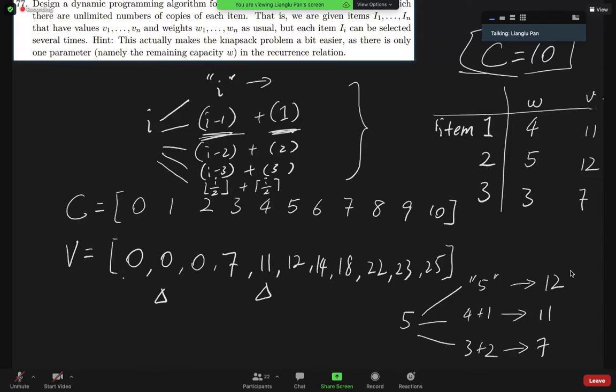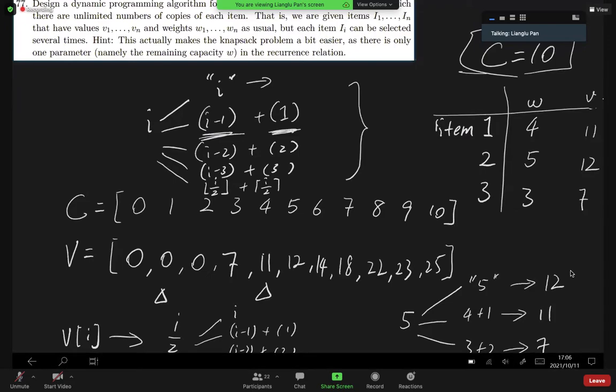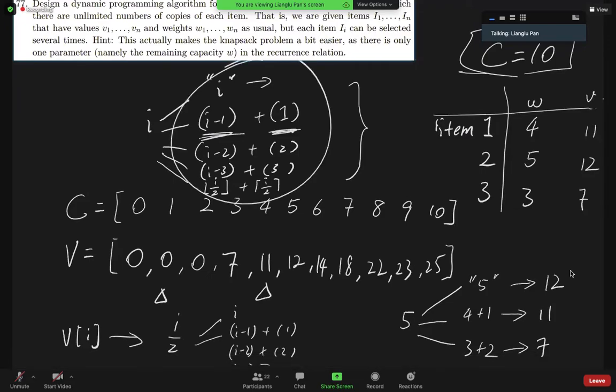Then for each of the elements in V, roughly for each element Vi, we need to consider roughly half of i number of scenarios, including the first one, where we're checking if there's an element that takes all the space. Then we will try to do the split, i minus 1 and 1, i minus 2 and 2, and so on, as documented here already. So roughly half of i number of options we need to consider.